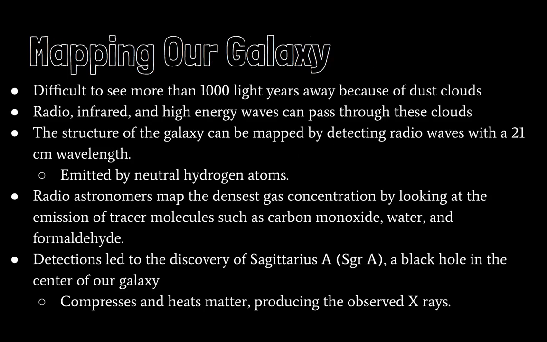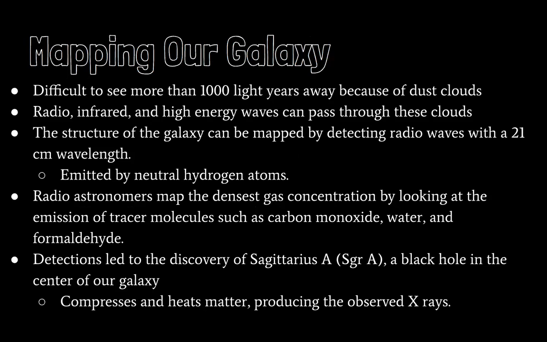Mapping our galaxy. It's pretty difficult for us to see more than 1,000 light years away because of the dust clouds in the interstellar medium that absorb light in the visible spectrum. So instead, we use radio, infrared, and high energy waves, which can pass through these clouds and map our galaxy for us. The structure of the galaxy can be mapped by detecting radio waves with a 21 centimeter wavelength. The 21 centimeter radiation is emitted by neutral hydrogen atoms.